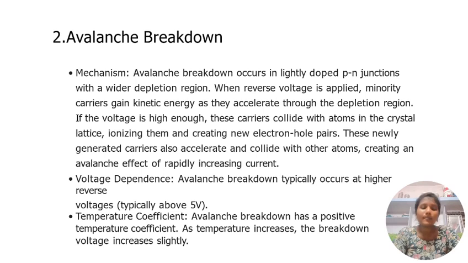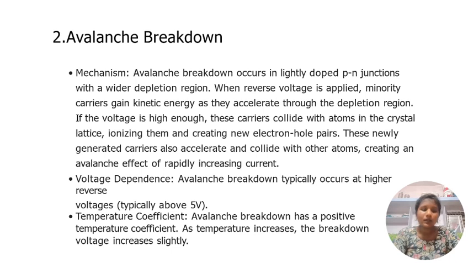increasing current. Voltage dependence. Avalanche breakdown typically occurs at higher reverse voltages, typically above 5 volts. Temperature coefficient. Avalanche breakdown has a positive temperature coefficient. As temperature increases, the breakdown voltage increases slightly. Here is the clear information about the avalanche breakdown process.